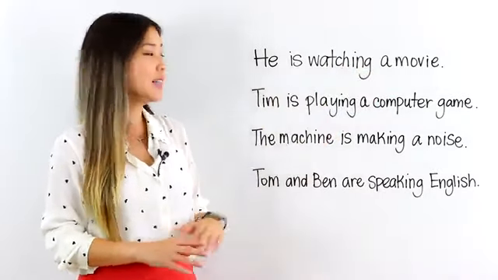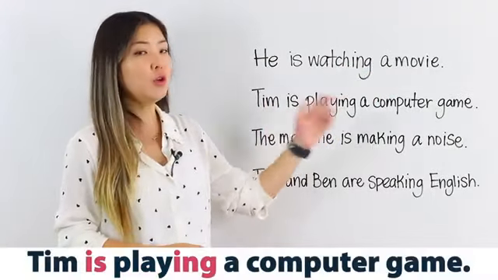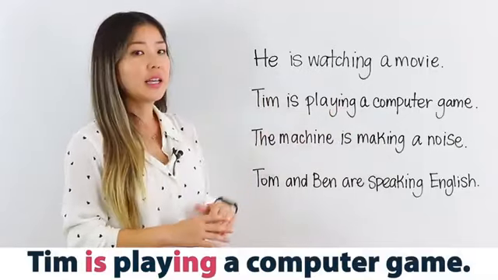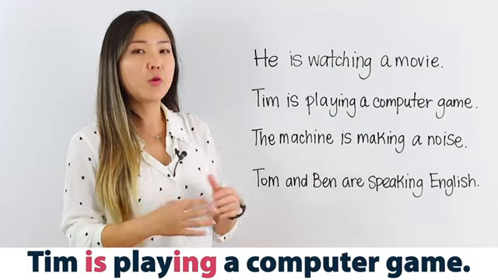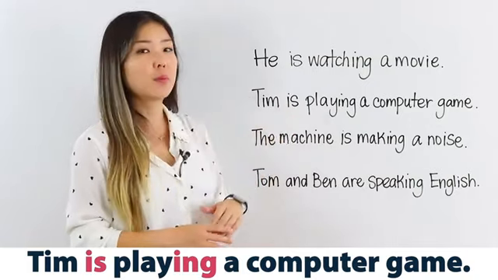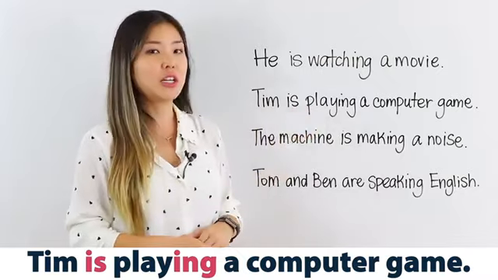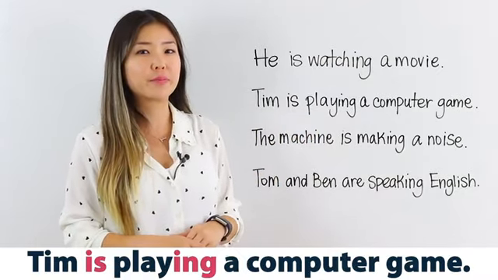The next sentence says, Tim is playing a computer game. He's doing that right now. Tim is a he. Therefore, again, we use the be verb is. And again, you'll notice I added ing to the end of the verb.